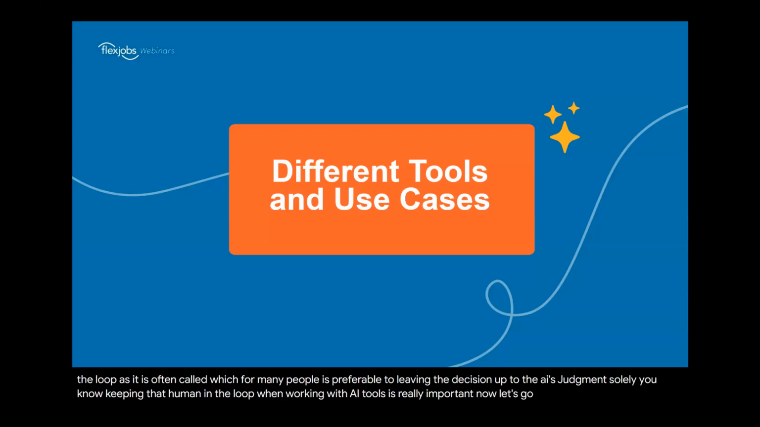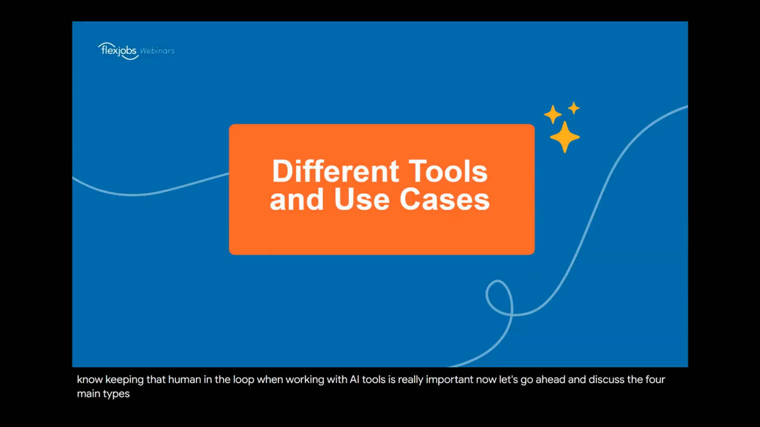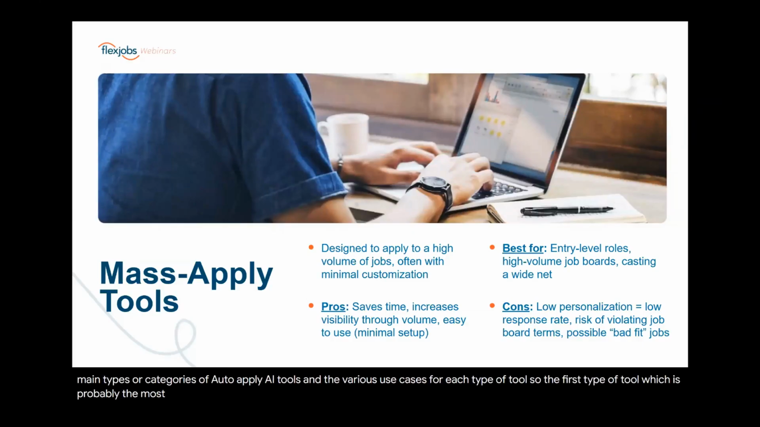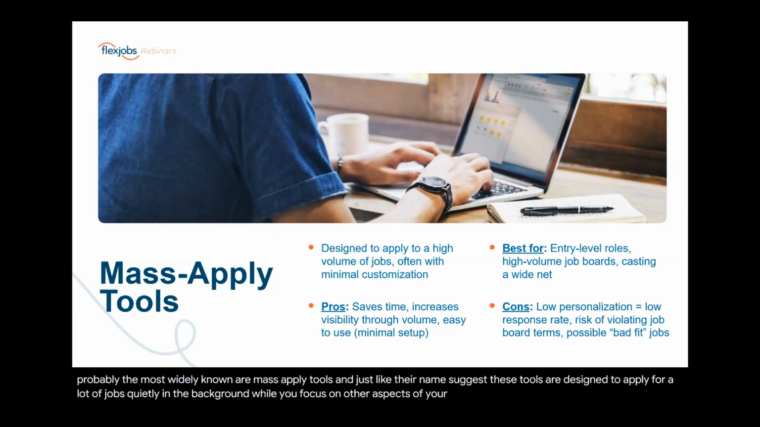Now, let's go ahead and discuss the four main types or categories of auto apply AI tools and the various use cases for each type of tool. So the first type of tool, which is probably the most widely known, are mass apply tools. And just like their name suggests, these tools are designed to apply for a lot of jobs quietly in the background while you focus on other aspects of your job search.